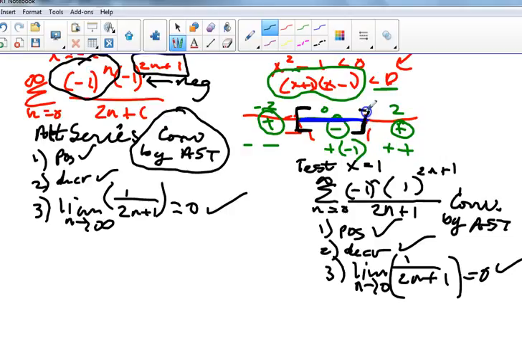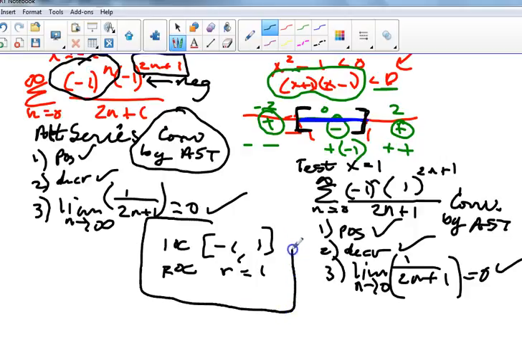So now I know that both of those endpoints are included. It will converge everywhere from -1 to 1, including the endpoints, which is kind of cool. So my interval of convergence is -1 to 1. Radius of convergence is from the center, which is 0, to either of those endpoints, which is 1. Done.